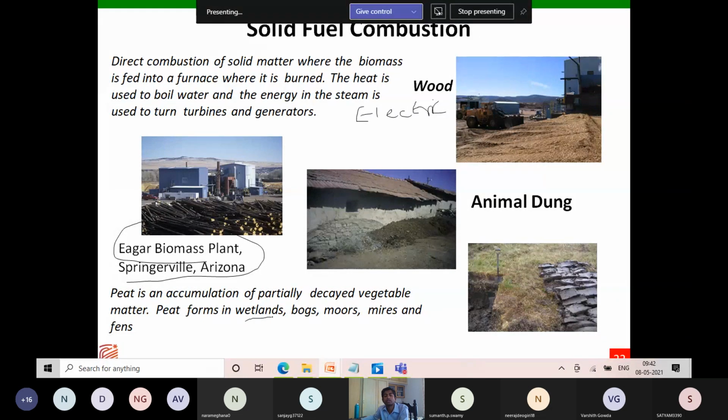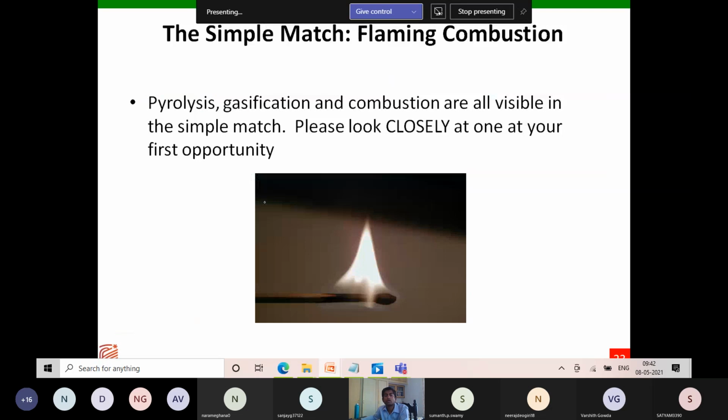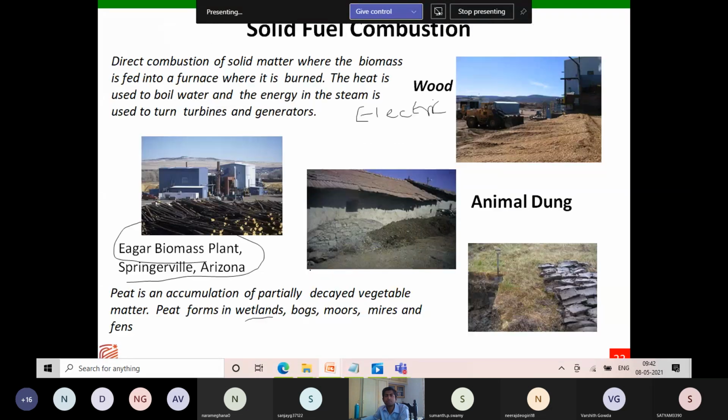Wetland, you know what is a wetland? It is moist, it is wet. Bogs, moors, mires are different words, almost similar with slight differences. Then we come to the simple match flaming combustion. Remind me, guys, I will tell you about these wetlands, bogs, moors, mires, etc. in the next class if you do not get it.